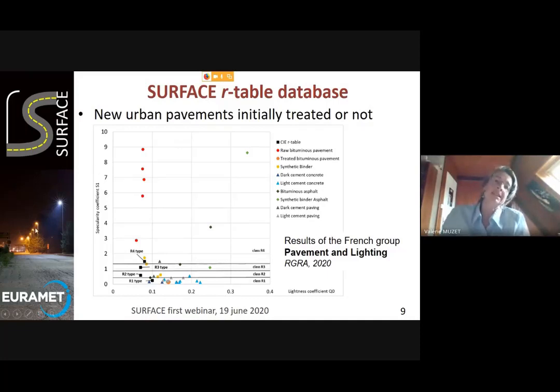The aim of this study is to measure new urban pavements. And we did measurements of pavements that were, to my knowledge, not measured before. And we have quite interesting results on cement concrete and cement paving with very light characteristics. But we can see that brand new asphalt pavements are really very specular also.